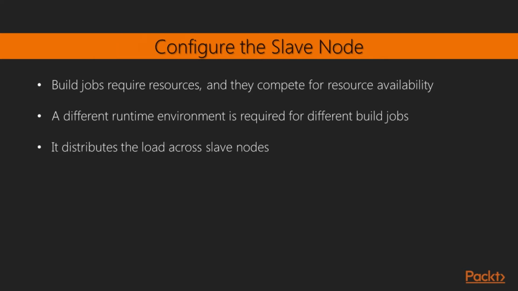There are quite a few reasons for using this feature. Build jobs require resources and they compete for resource availability. A different runtime environment is required for different build jobs. It distributes the load across slave nodes. To make things clearer, we need not install Jenkins on the slave nodes. We only need to configure the slave nodes properly, which we will now cover.